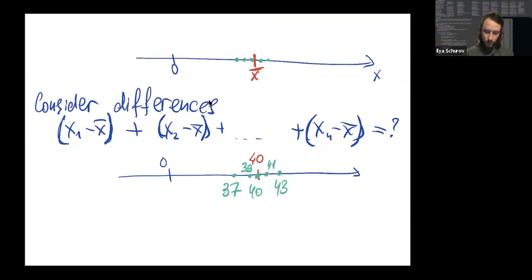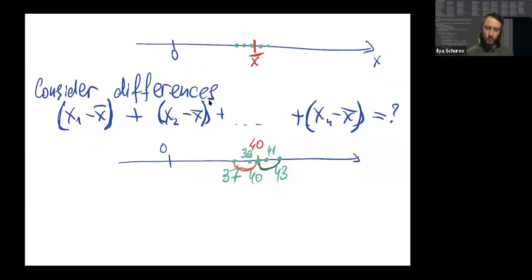For example, if the value that we consider is larger than the average, then this term will be positive. And if we consider a value that is lower than average, then the corresponding term will be negative. So, for example, this term is positive and this term is negative. I'm sorry, I probably have to switch the colors. For example, this is negative and this is positive. And in this picture, everything is symmetric. So positive and negative terms will cancel each other. And in general case, we actually have the same thing, and we can even prove it.